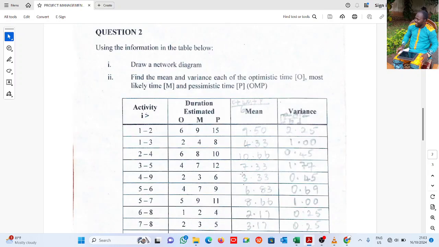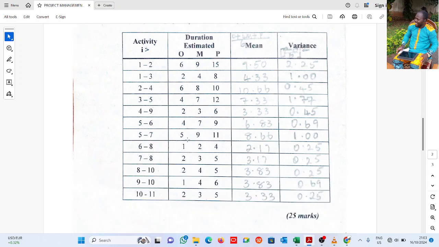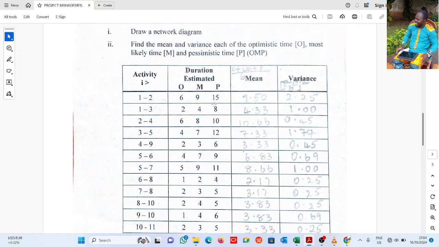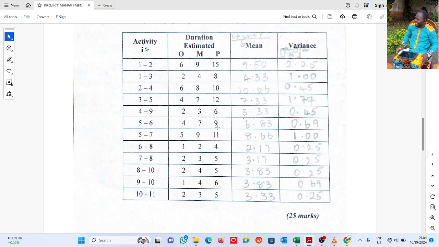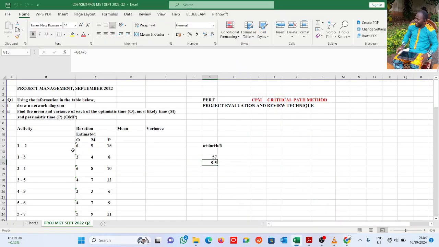Using the information in the table below: 1, draw a network diagram. Number 2, find the mean and variance of each of the optimistic time, the most likely time, and the pessimistic time. So this is the question here. We have activities' estimated durations. This is the table for mean and variance, as the case may be. This is activity 1 to 2, activity 1 to 3, 2 to 4, and in that order, and these are their expected, estimated durations.